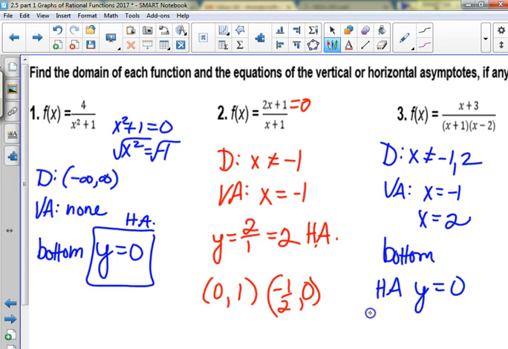Okay, what about x and y intercepts? If I put a 0 into the whole thing, I'd get what? 3 over 1 times -2, which is 3 over -2, so -3/2. How do I make the whole thing equal 0? Set the top equal to 0, so I'd get -3, 0. Everybody okay? Any questions?